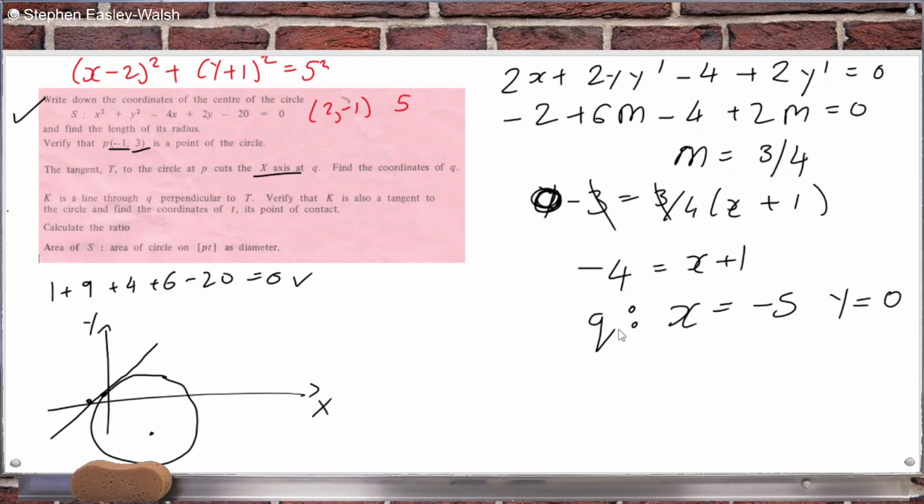K is a line through Q, perpendicular to T. Verify it's also a tangent to the circle and find its coordinates at the point of contact. Alright, so actually I didn't quite draw that right, but it's also a tangent. So that should mean that the perpendicular distance, okay, I might have to draw this a bit more accurately.